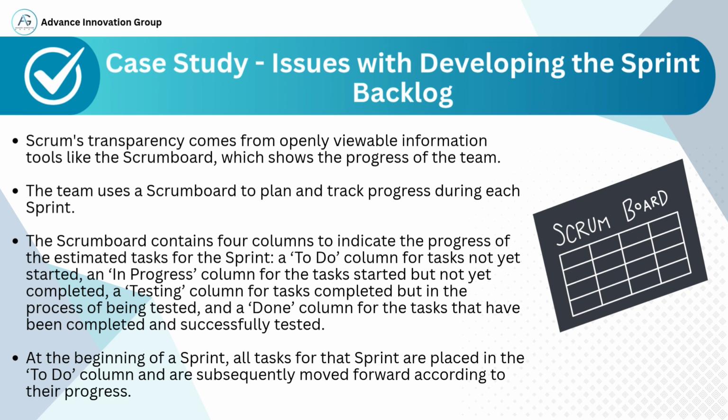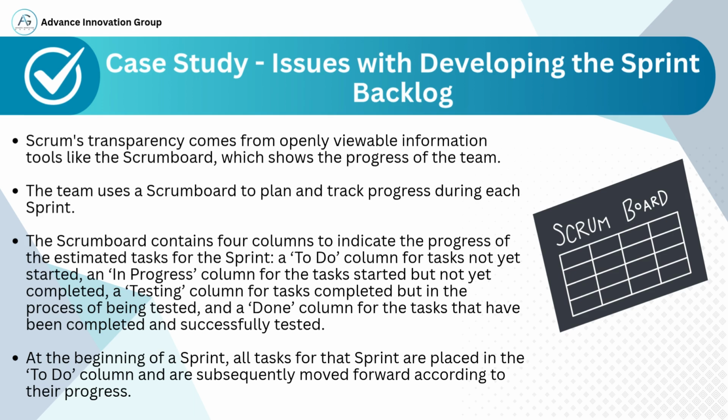development. Scrum promotes transparency through visual tools like the Scrum Board, which provides a clear and real-time view of the team's work and progress. The Scrum Board is divided into 4 columns. 1. To Do. This column lists all tasks that have not yet been started. At the beginning of a sprint, all tasks go here.